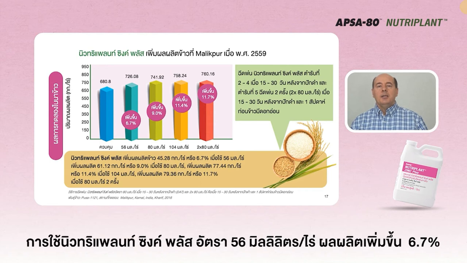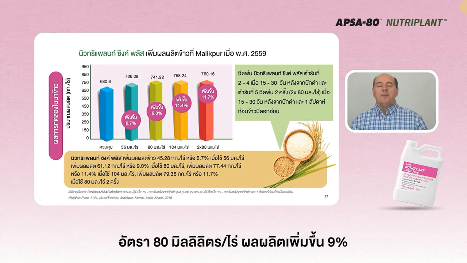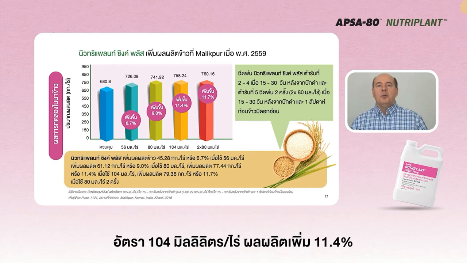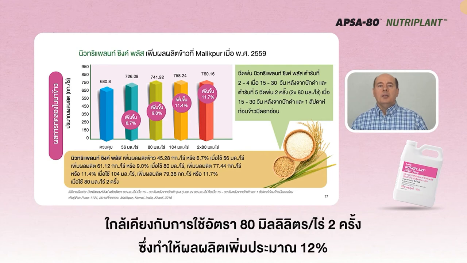The yield increased by 6.7% with NutriPlant ZincPlus application at 350 milliliters per hectare, 9% at 500 milliliters per hectare, and 11.4% at 650 milliliters per hectare, and close to 12% at 500 milliliters per hectare applied 2 times.